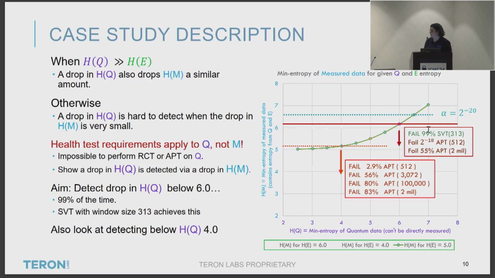So I've got different window sizes and failure rates for the APT there. A window size of 512 fails around 3% of the time. If you want it to fail around 50% of the time, you're looking at a window size around 3,000. If you move up to a window size of 100,000, you can get it up to 80%. And going up to 2 million didn't give you much improvement, it was 83%.